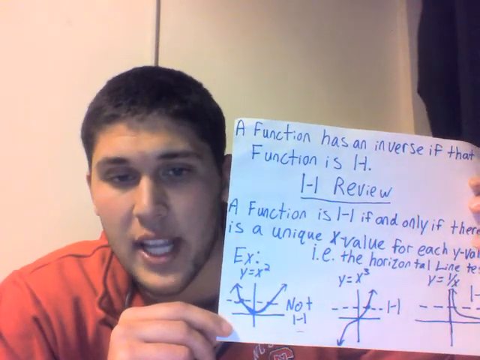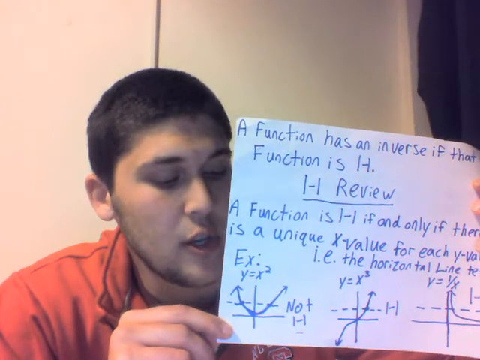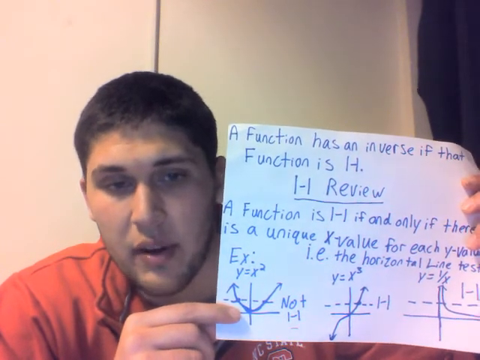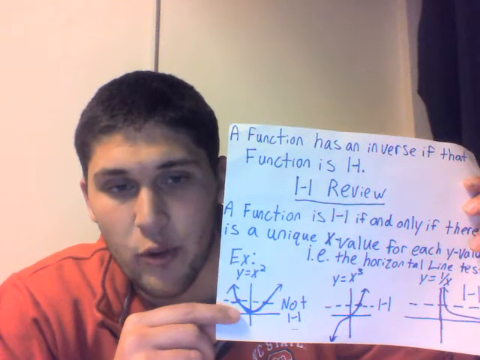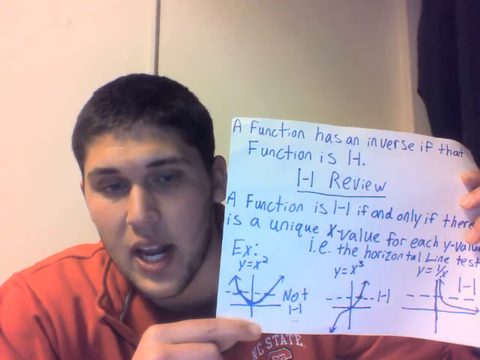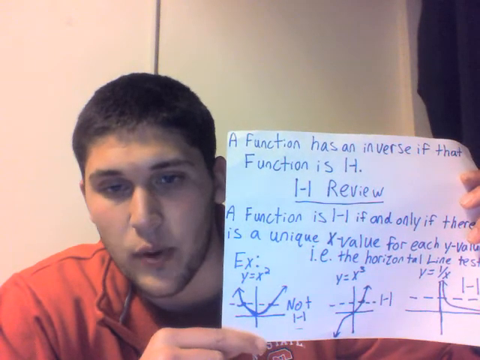The first one is y equals x squared. So we see that this is not one-to-one because anywhere that you put a horizontal line above the x-axis, it will touch in more than one spot. Y equals x cubed is one-to-one, and y equals 1 over x is also one-to-one.